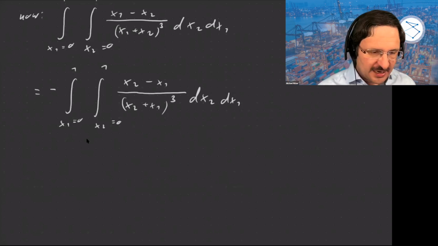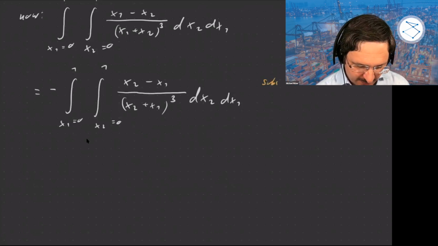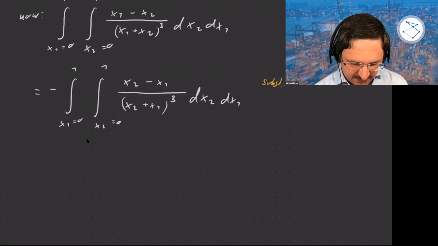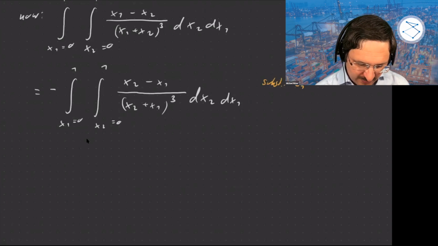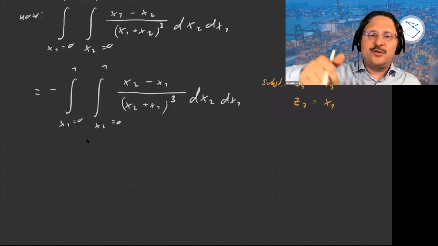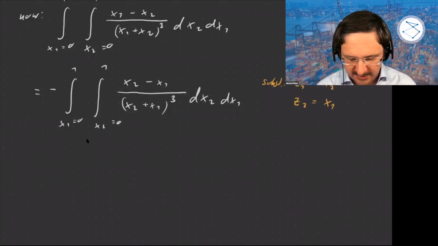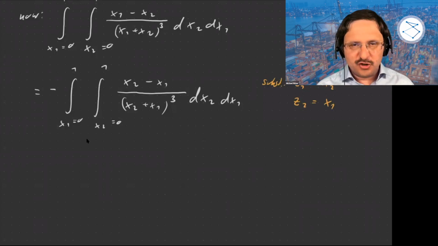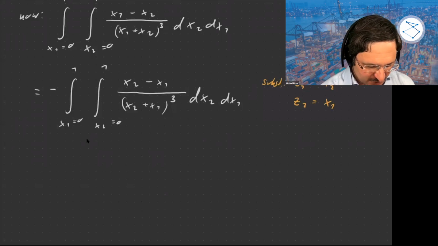Formally, what we could do now is make a simple substitution. Let's introduce new variables. Let's call them c1 and c2. c1 will be the same as x2, and c2 will be the same as x1. So that does a swap of the two variable names, actually. Then of course, dc1 by dx2 is 1, dc2 by dx1 is also 1. So that substitution doesn't do a lot.